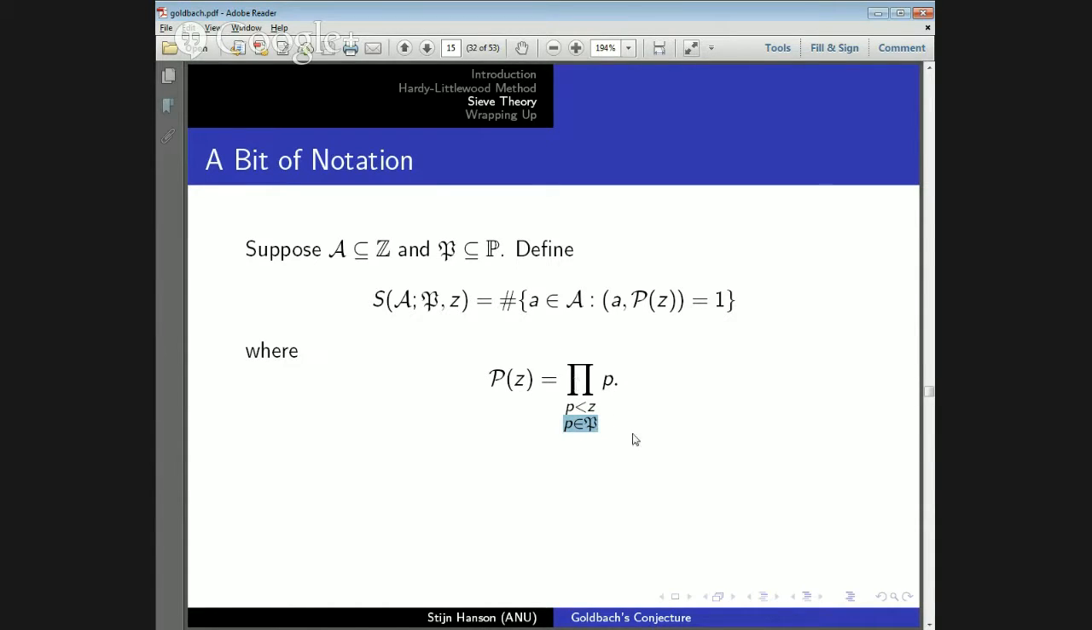But that's going to be the number of elements of A which are not divisible by small primes in P. Now, quite often we're going to take P to be the set of all primes, but sometimes we're going to want it for more sophisticated purposes, so that's why we're having it in slightly more generality. And we're also going to define this curly A sub D to be the elements of A which are divisible by D.